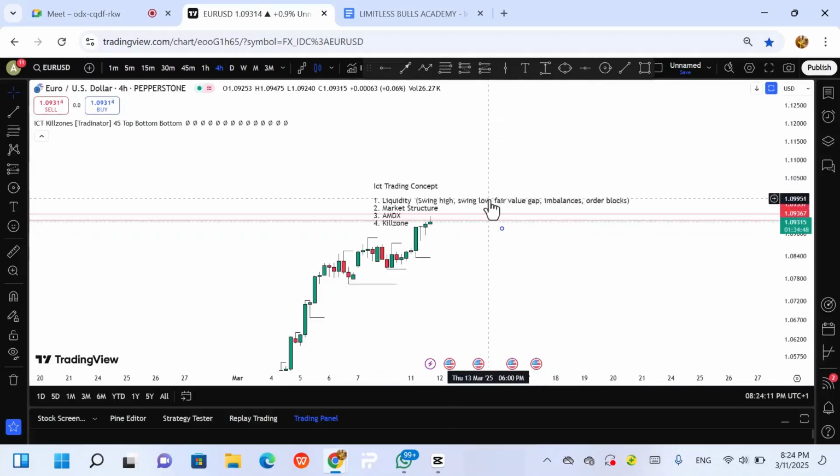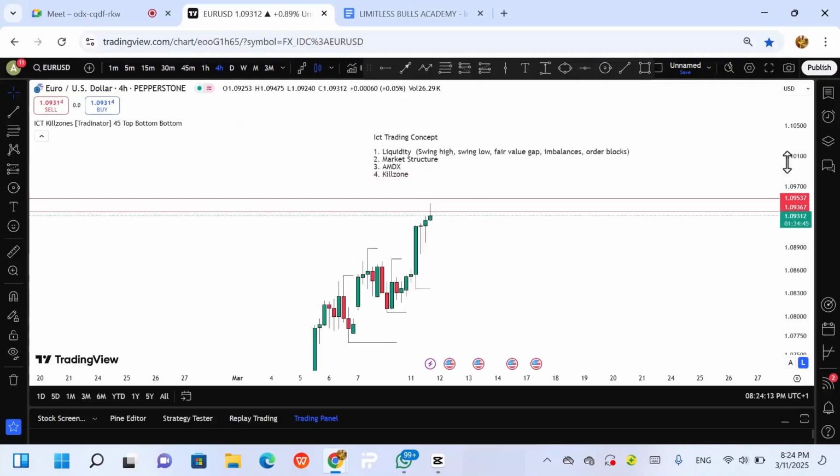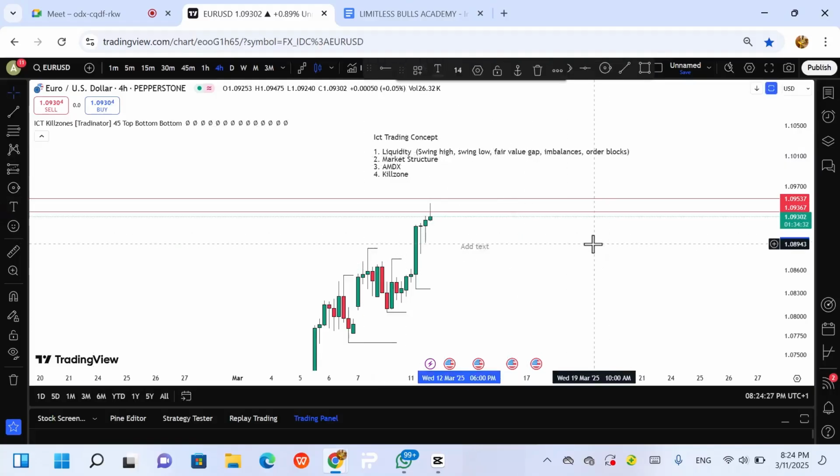So what is the next concept of liquidity we can make reference to in the market? It is the fair value gap. So what are fair value gaps? Fair value gaps are imbalances in the market.